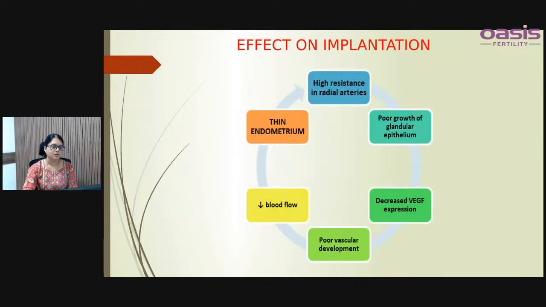These all affect implantation, like a high resistance in the radial arteries, which causes poor growth of the glandular epithelium and decreases vascular endothelial growth factor expression. So poor vascular development causes a decrease in the blood flow in the radial arteries, leading to thin endometrium.